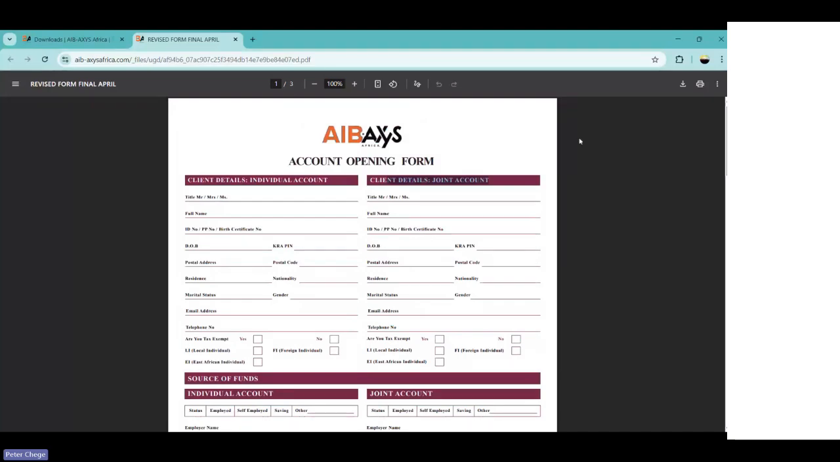If it is junior, again, it is joint account, but the individual part is the kid. On the joint part, it is you. If you have several kids, you open individual accounts for each kid, but with you as the joint holder. So that's how you open. Company, there is a company account opening form. So those ones you do manual.